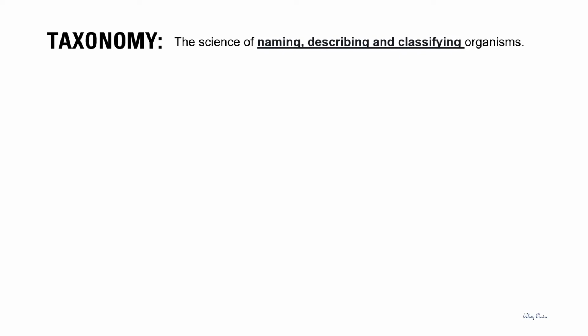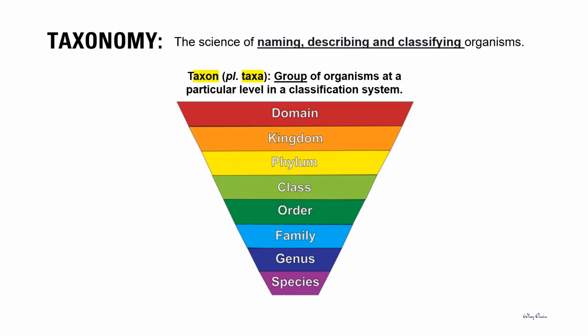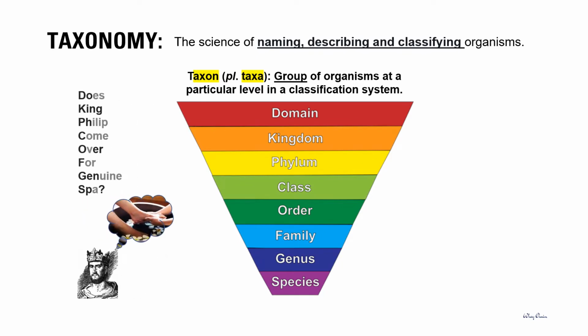Taxonomy is actually a study on how to name, describe, and classify organisms based on their unique characteristics. The origin word is taxon, or plural taxa, which means the group of organisms at a particular level based on a specific classification system. According to the taxonomy hierarchical classification, we have 8 taxa here, which start from the broadest one, which is domain, to the most specific one, which is species. The order of the taxa is specific, so students must have your own method to remember the order.